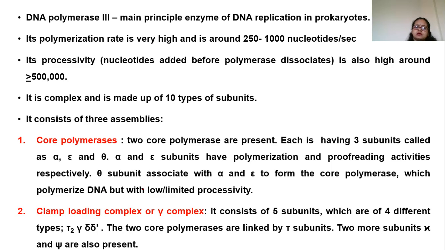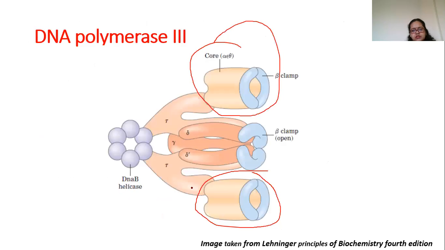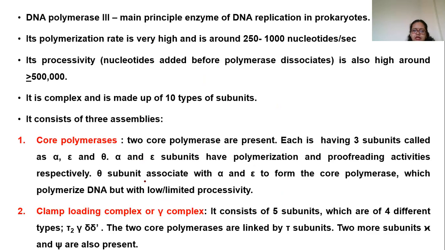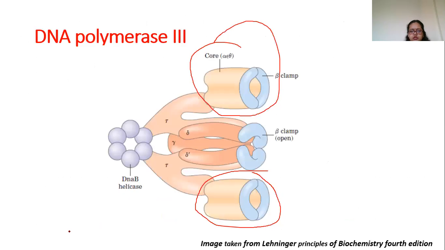It also has a function of polymerization but with limited processivity. So these are two core polymerases constituting alpha, epsilon, and theta subunits. Now, the clamp loading complex or gamma complex consists of 5 subunits, which are of 4 different types: tau 2, gamma, delta, and delta dash. There are 2 tau present here, one gamma, and 2 delta and delta dash subunits.